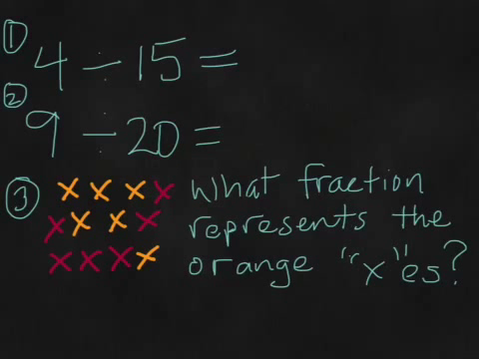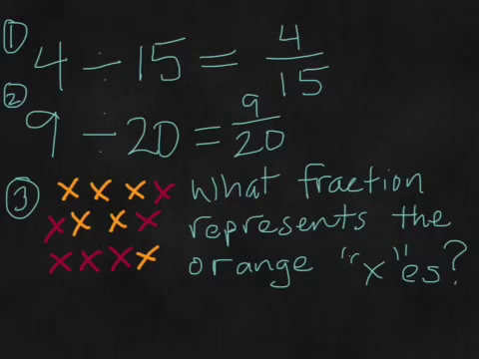Okay, here come the answers so you can check yourself. Number 1 would be 4/15. Number 2 would be 9/20. And number 3, well, our denominator is going to be the total number.